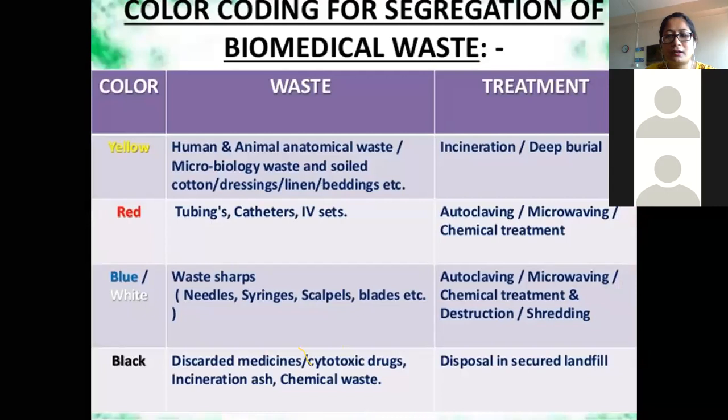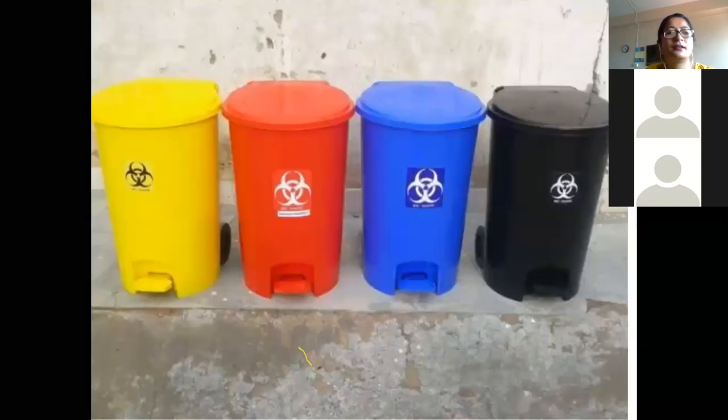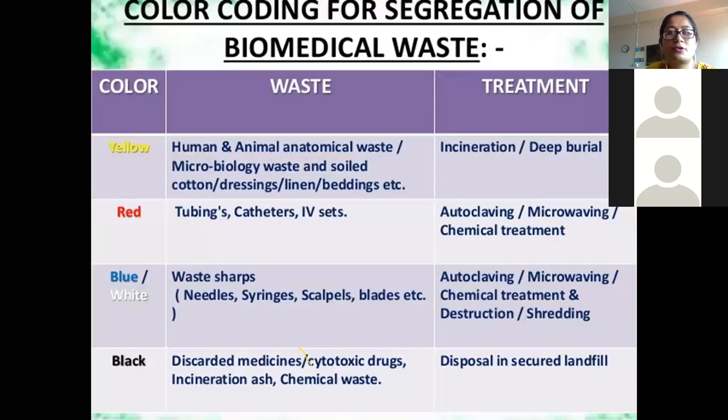So color coding first, for biomedical waste. These are the color codes: yellow, red, blue, and black. Black is for drugs, wherever we keep expiring medicine. The blue one is for sharp materials, medicine containers, and anything made of glass. Plastic we keep in the red. Then the yellow is for cotton and all: human and animal waste, microbial waste, solid cotton, dressings, linen, bedding. It goes for deep burial. This we keep in the yellow.